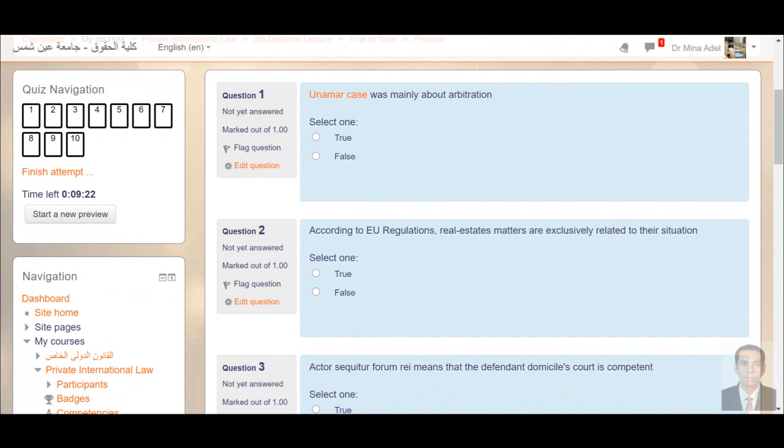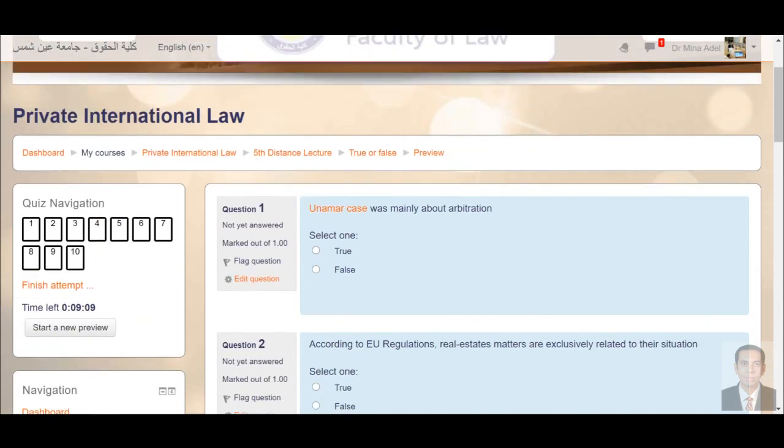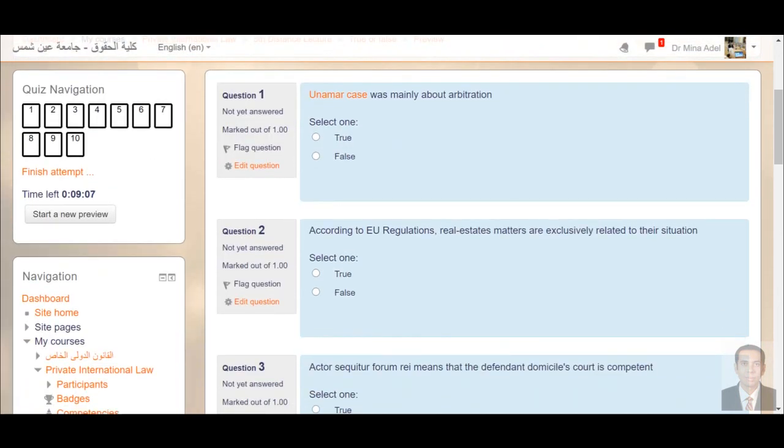So we have question 1. Not yet answered. I will read the question. Unamar case was mainly about arbitration. So this is the sentence, and we will need to check if it's true or false. So Unamar case was mainly about arbitration. Is it true or false?